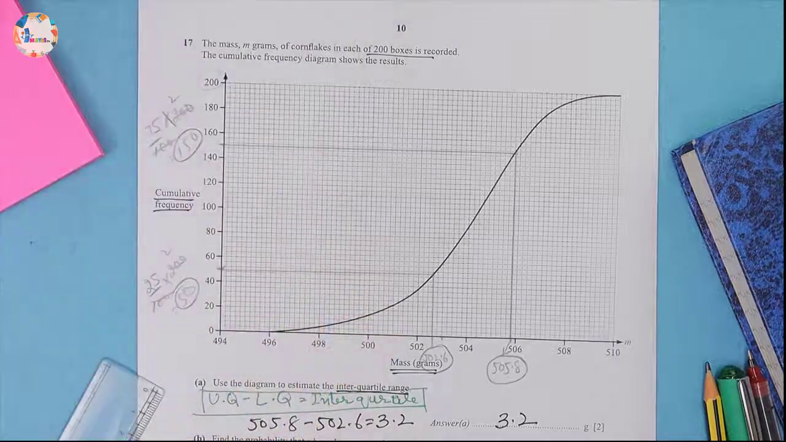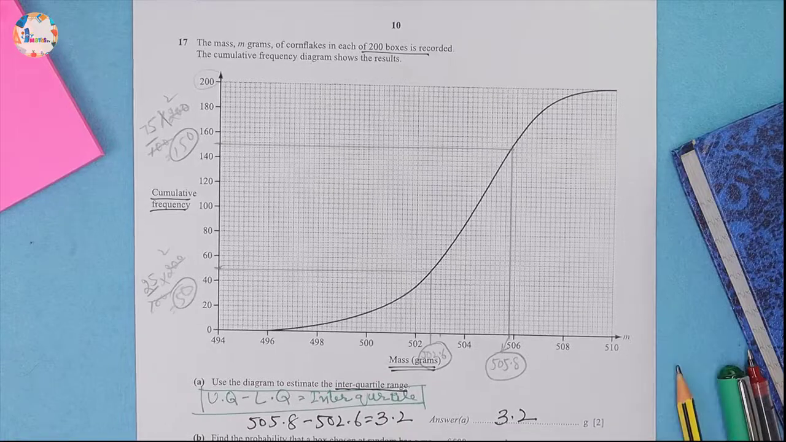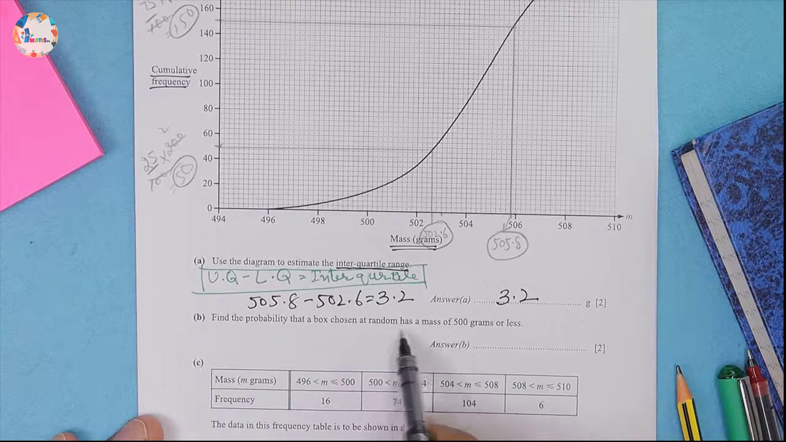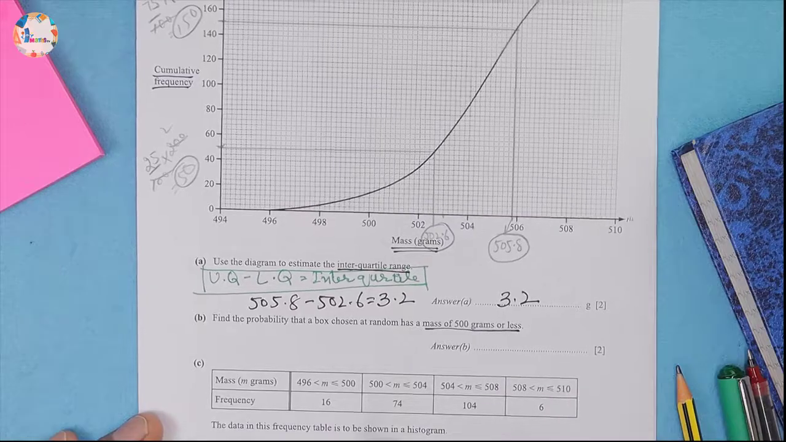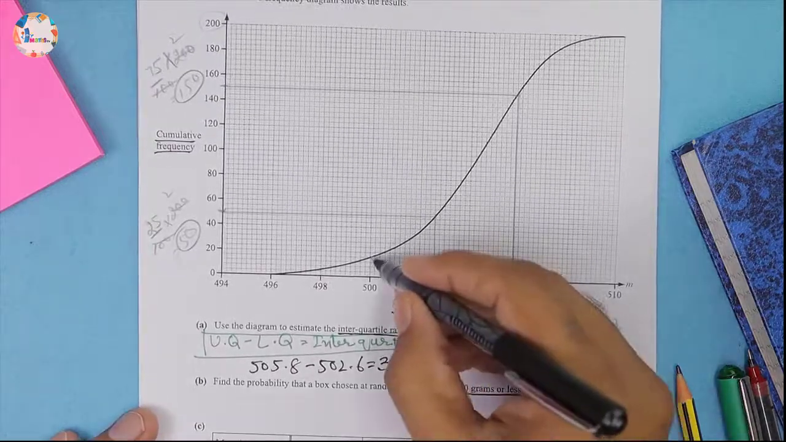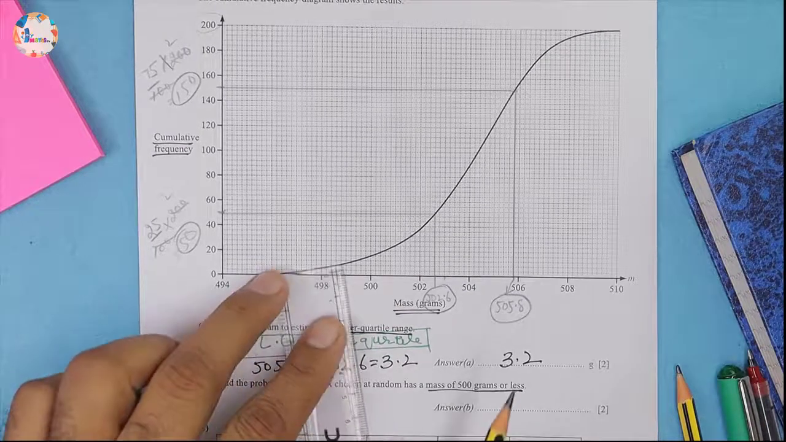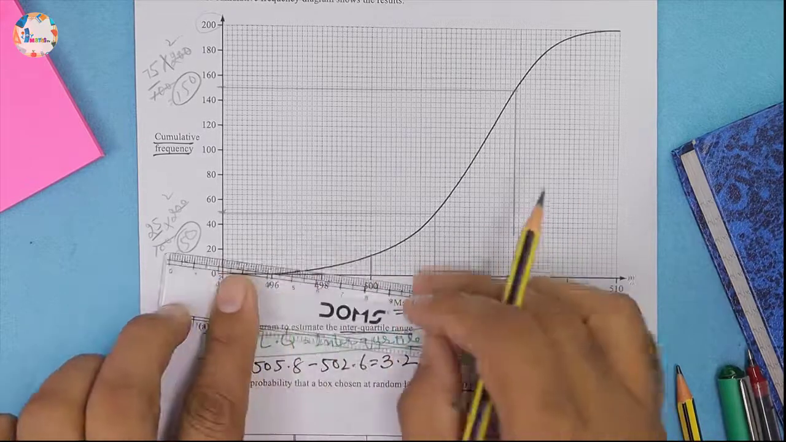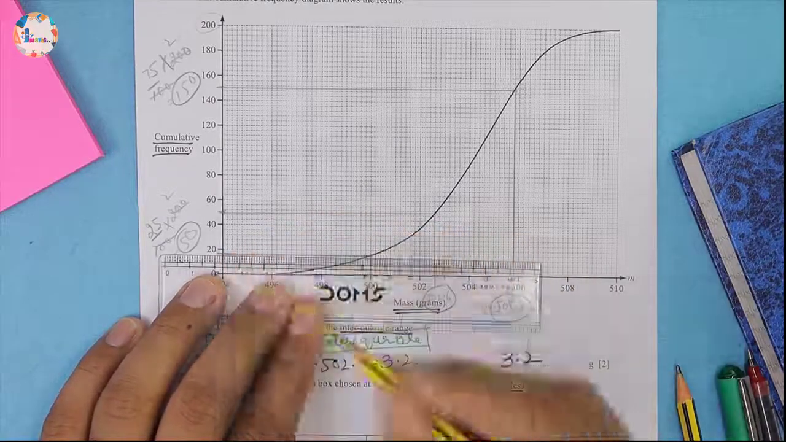Hopefully you understood this. Now part B, they are saying find the probability that a box chosen at random has a mass of 500 grams or less. So 500 grams or less. If we check the reference for 500 grams or less, 500 grams will be this one. So we can check this reference, and this will be up to this one.